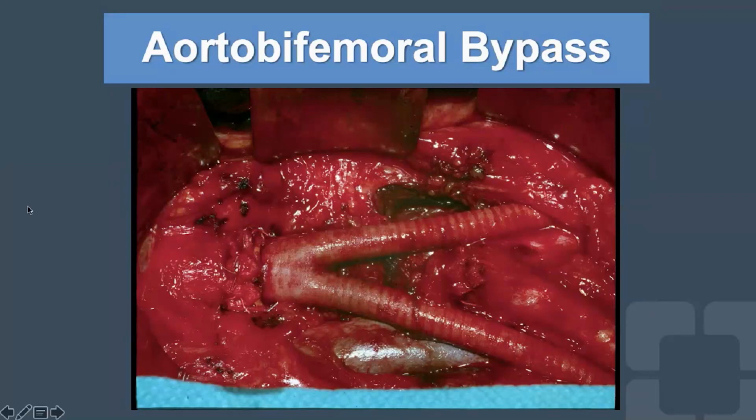And then this is what it may look like with different variations. If the head is here and the feet are to the right of the screen, the aorta is difficult to make out, but it's here, and you can see how that aortobifemoral bypass has been sewn in place and tunneled anatomically.